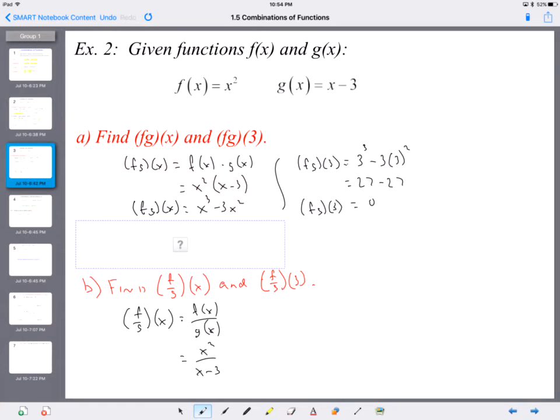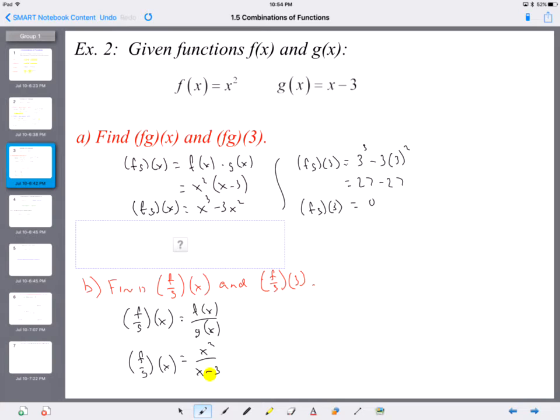And some of you are going to try to cancel the x's because you think you can, but these are not factors. Factors are products of things. So the only way the x's are going to cancel is if it was x times 3, not x minus 3, then they would cancel. But with subtraction, you can't cancel unless it's a product. So really at this point you're done with the division. f divided by g of x is equal to that.